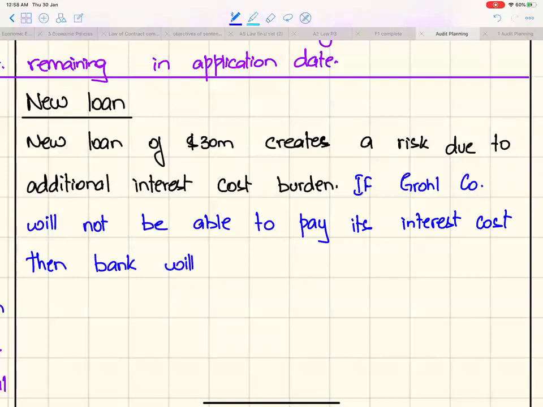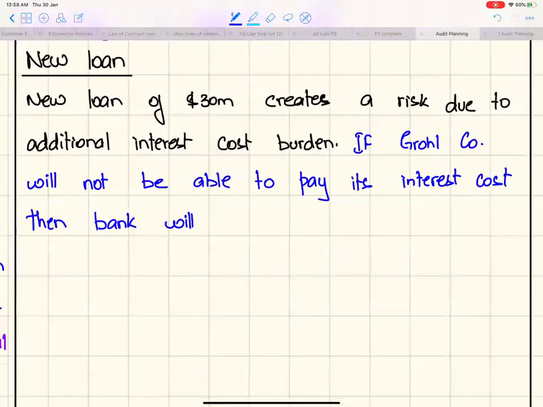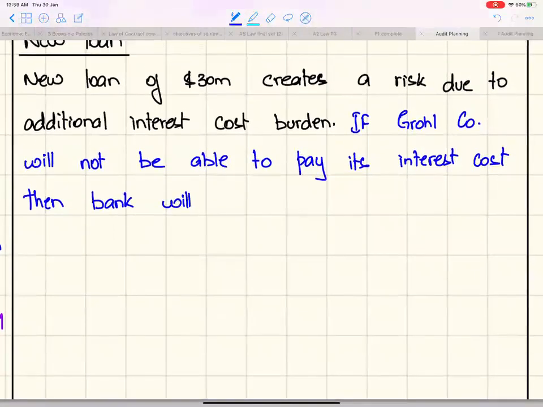Now the examiner says that students are in too much of a hurry to bankrupt a company. Don't write that the company will be bankrupted. It is better to write that it will not be able to pay its interest cost, then the bank will impose additional covenants.